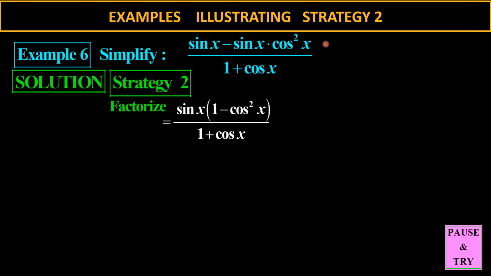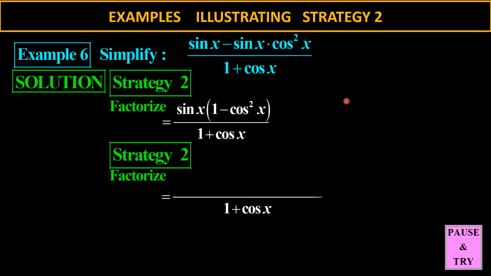Okay. Now I have to look at strategy 1 again. Are there any like terms here? Can I cancel out? Nothing. So I have to now try to factorize further. Okay. After 1 you go to 2. So I can factorize. Yes, I can factorize 1 minus cos squared x, which is (1 plus cos x) and (1 minus cos x). Now, strategy 1 again.